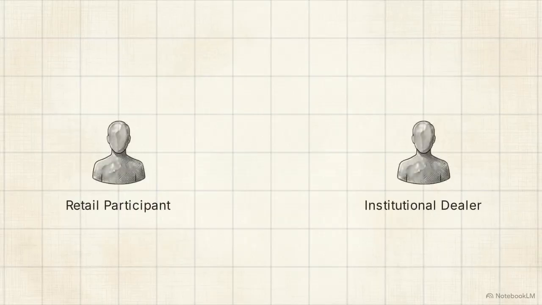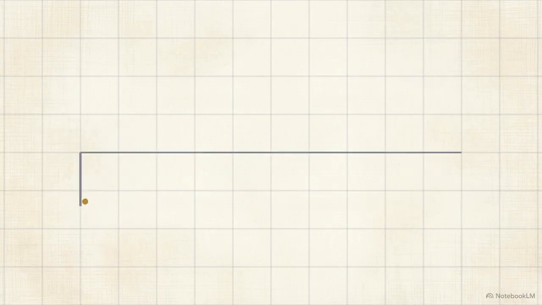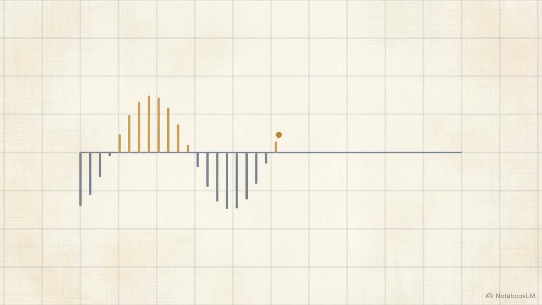When a participant buys a call option, the dealer takes the short side. To eliminate their directional risk, the dealer immediately buys the underlying futures contract linearly based on the option's delta. As the spot price fluctuates, dealers must continuously buy and sell underlying futures to recalibrate their neutral stance.